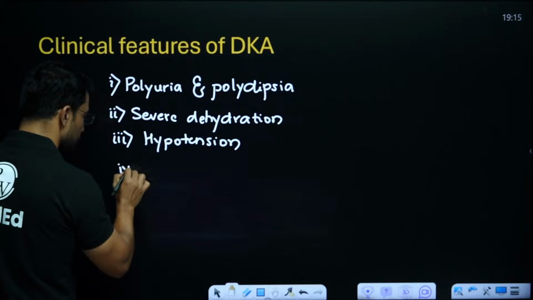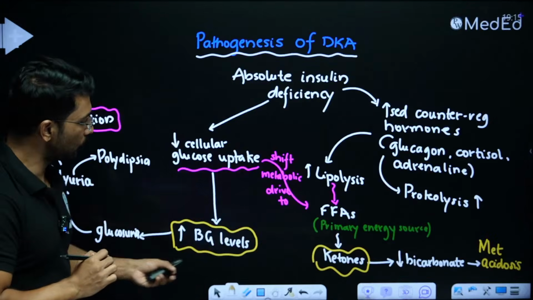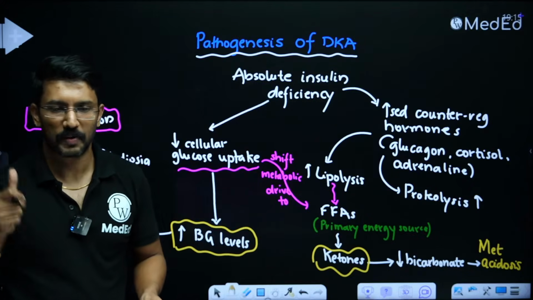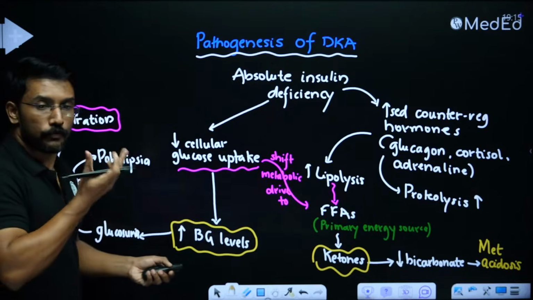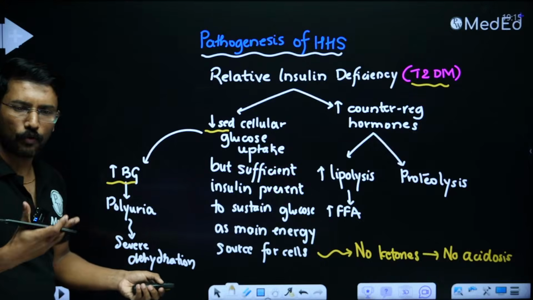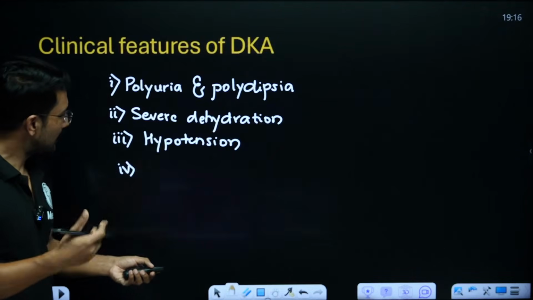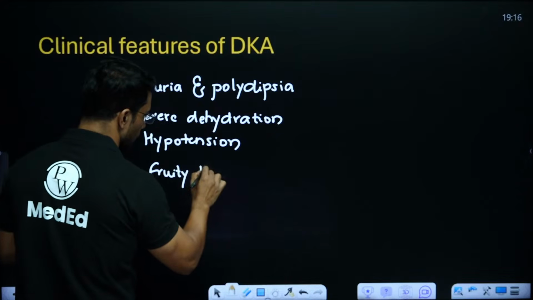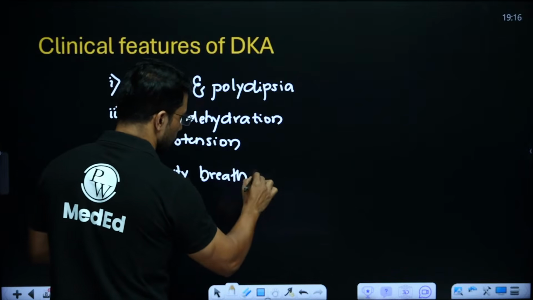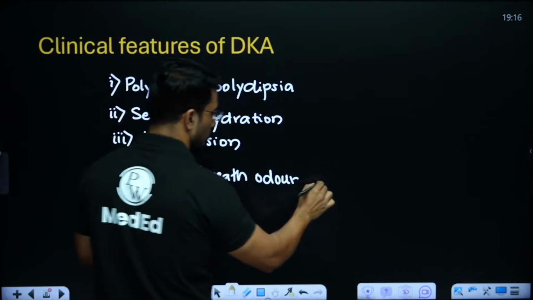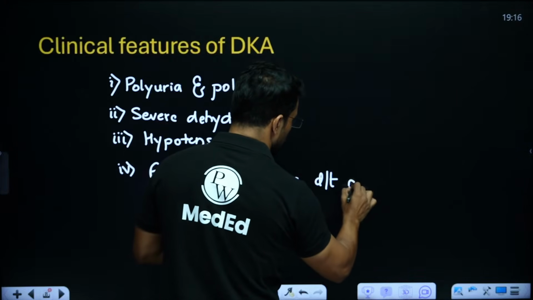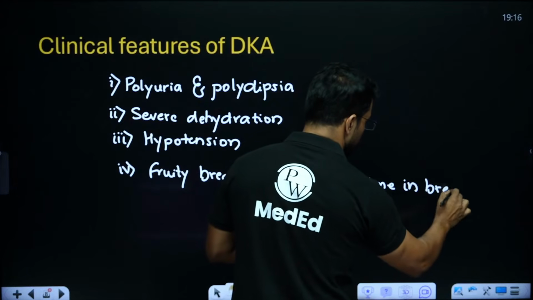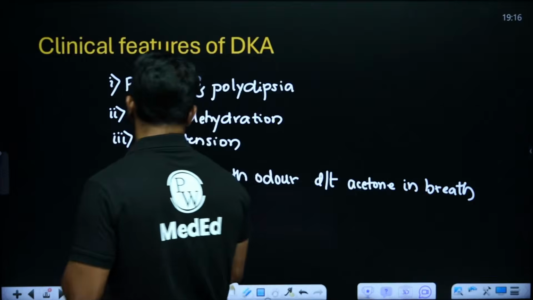Fourth, there is increased production of ketones, right? So these ketones are giving a fruity smell. They will give a fruity smell to the patient's breath because they are volatile. They will be exhaled in the air, in the breath. So it gives a fruity breath odor due to the presence of ketones, or mainly acetone, one of the ketone bodies, in the patient's breath.